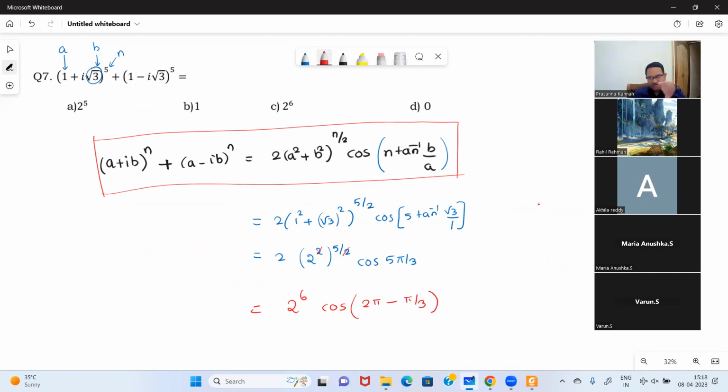And 2 pi minus theta lies in which quadrant? 2 pi plus theta will lie in the first quadrant. 2 pi minus theta will lie in the fourth quadrant. Cos is positive. Therefore, it will be 2 power 6 into cos pi by 3. What is cos pi by 3? Cos 60 is 1 by 2. So what is the answer? 2 power 5. This will be much faster for you compared to doing it the regular way. Are you clear with this? Yes, sir. You may take it down and let me know once you're done.